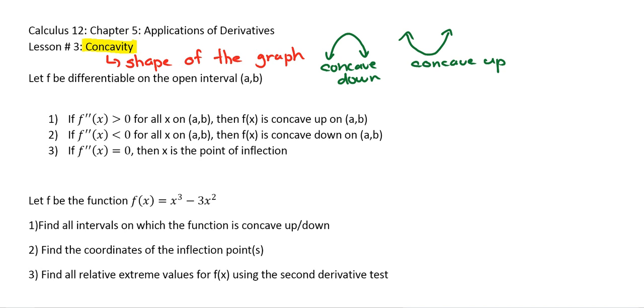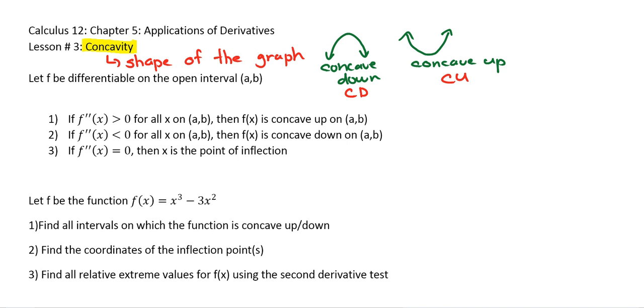And throughout this video, instead of writing concave down and concave up, I'm just going to use the letters CU and CD. All right. So basically, throughout this lesson, I want to find where my graph is concave up and concave down. And in order to do that, I need to look at my second derivative.